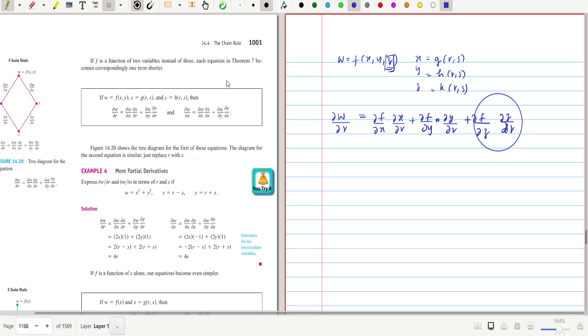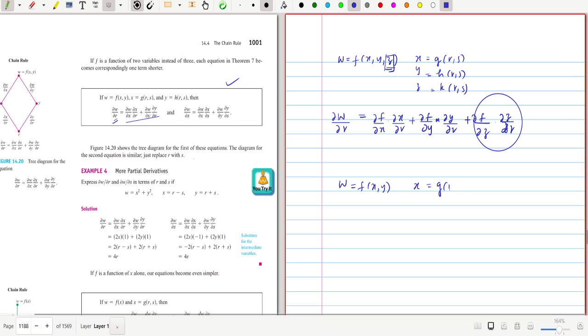So that is given in this area where w is equal to f of x, y, and it contains only two independent variables, x and y, and x is a function of r and s, and y is again a function of r and s. Then the partial derivative of w with respect to r contains only these two terms. This is the case we have discussed here: w is equal to f of x, y, and x equal to g of r comma s, and y is equal to h of r comma s.